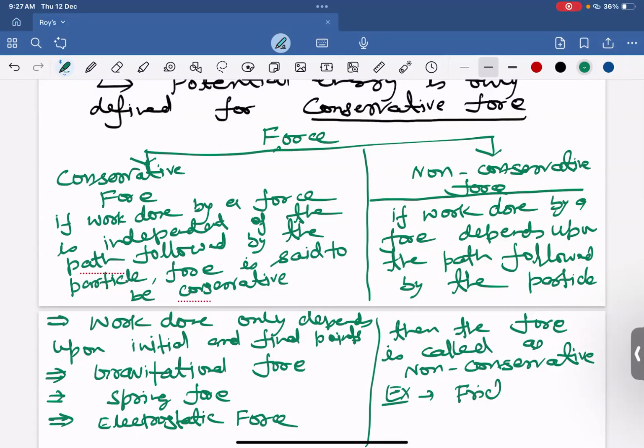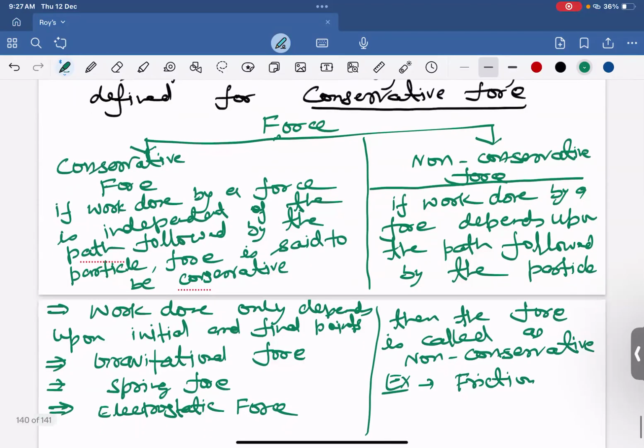Friction. Please note it, Neil. Yes, sir. I'm doing that.